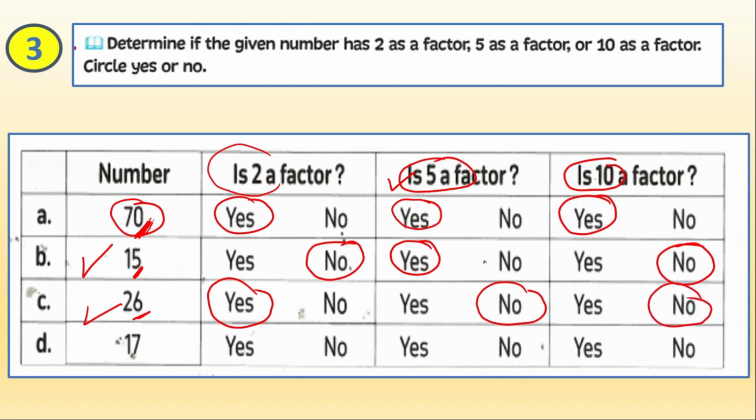Okay, the last number 17. Is 2 a factor of 17? No, because 7 is not an even number. 7 is an odd number.